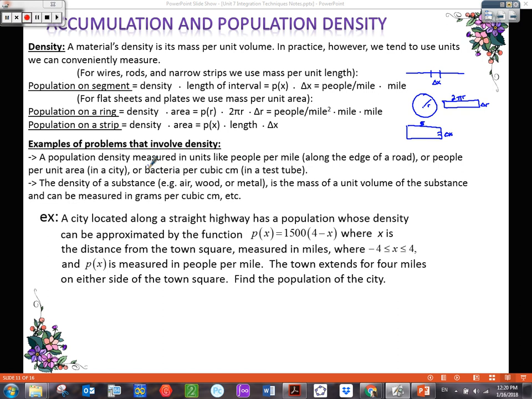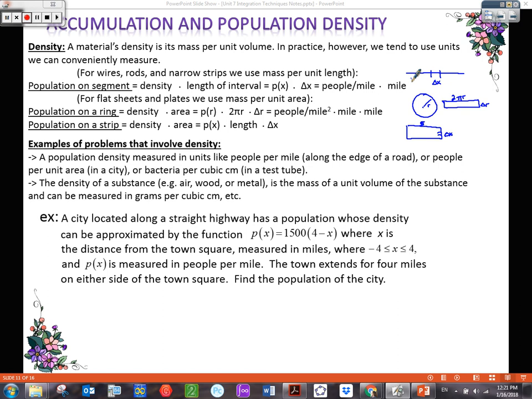There are other density problems that we would encounter mostly in Cal 3, and that's density of actual substances like water or air, metal, wood, something like that. These are mostly Cal 3 problems. If we encounter them in Cal 2, you'll be given a density function and you'll be told whether it's a strip or circular or rectangular. All right, so let's look at our first example.